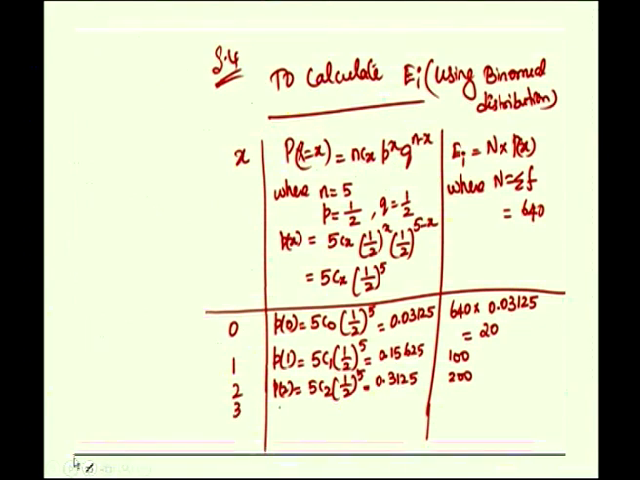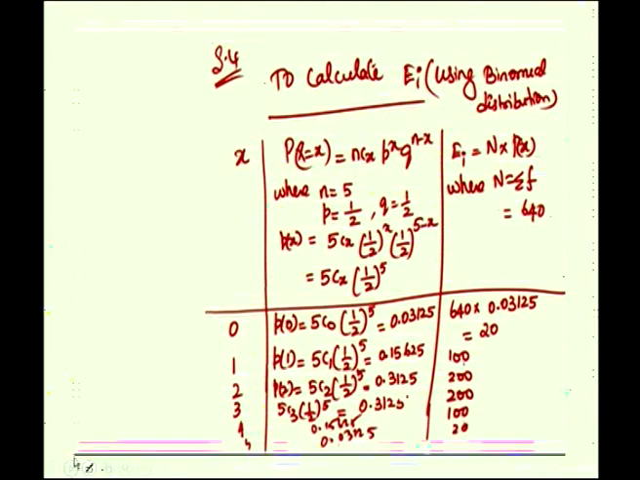Now, P of 3 is 5C3 into (1/2) whole power 5, and 5C3 is nothing but 5C2 using nCr is equal to nC(n minus r). So, this value again gets repeated, 0.3125. Similarly, for 4 it is 0.15625. Similarly, for 5 it will be 0.03125. So, correspondingly the values will be 200, 100, then 20.